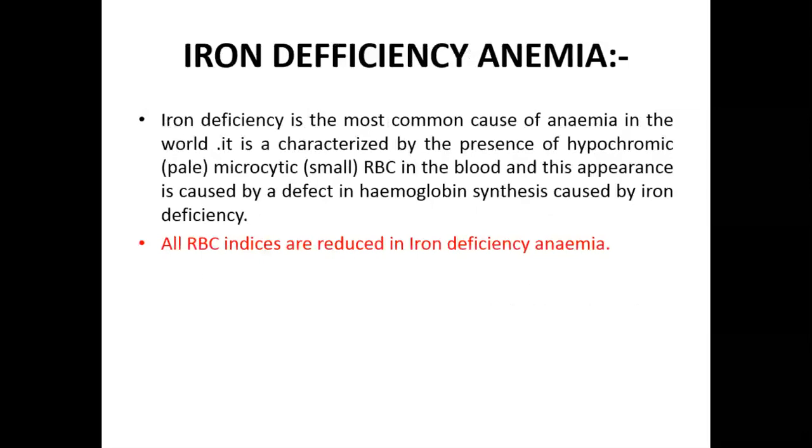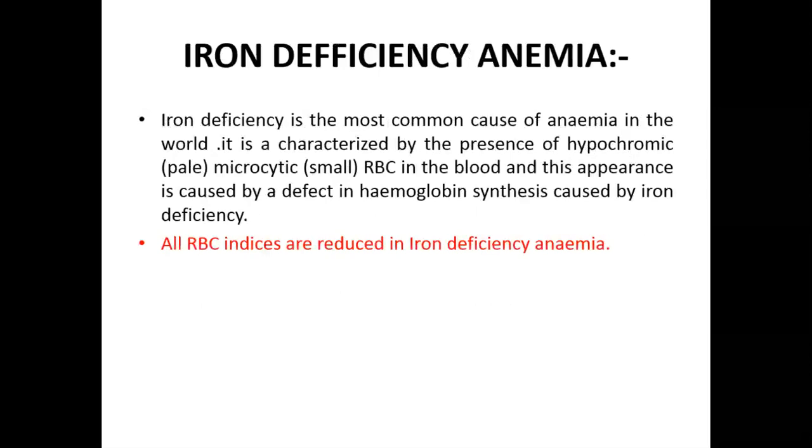As we said previously, iron deficiency is the most common cause of anemia in the world. It's characterized by the presence of hypochromic, pale, microcytic, small red blood cells in the blood, and this appearance is caused by a defect in hemoglobin synthesis caused by iron deficiency.